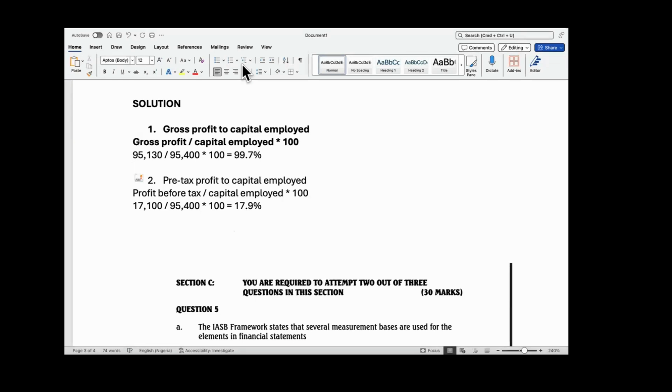I'm just trying to figure out something there: if we minus 17.9% from the 99.7%, then the difference between the two will represent the effect of the business expenses, abi? You cannot look at it that way. All we can say is that what has caused the significant reduction are the overheads and finance costs. Okay. That's the best we can do.